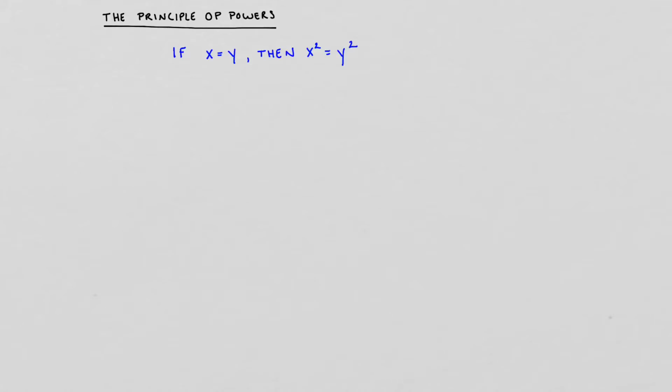So for example, we cannot say if x squared is equal to y squared, then x is equal to y. Here's how we can disprove this statement that I just added. We could note that 3 squared is equal to negative 3 squared. Both of them would be equal to 9.